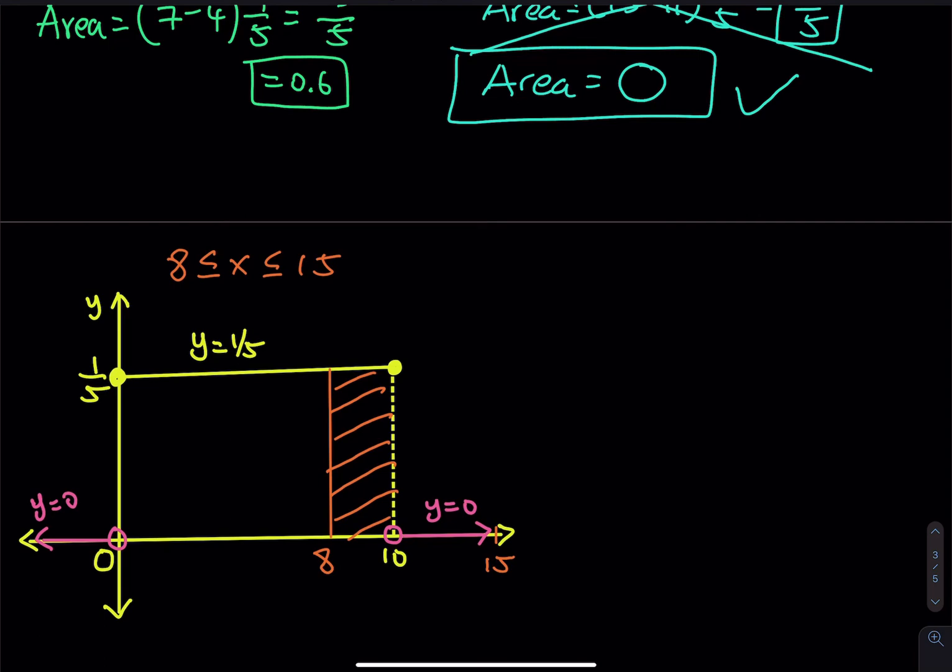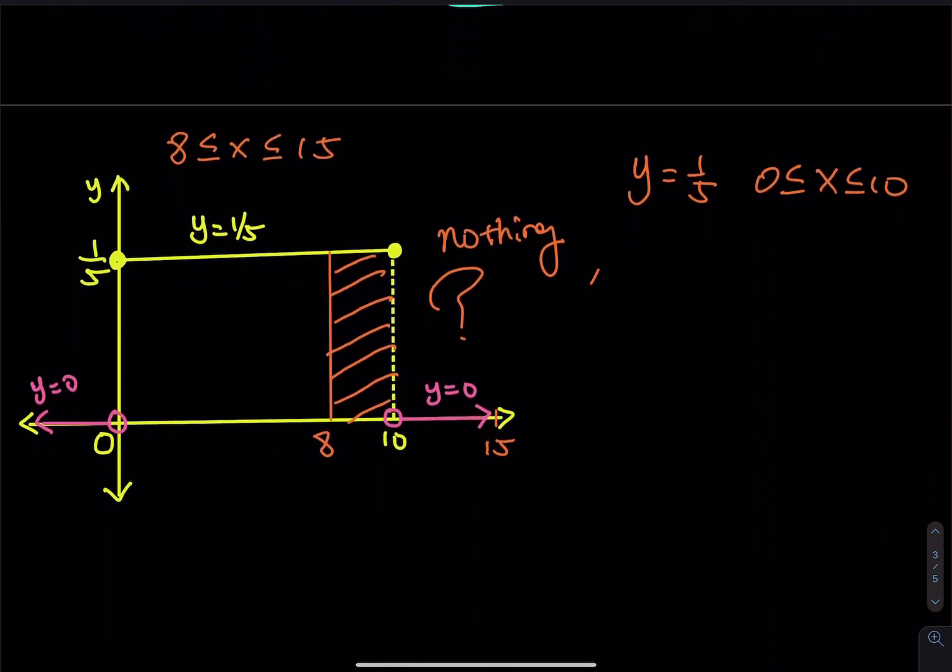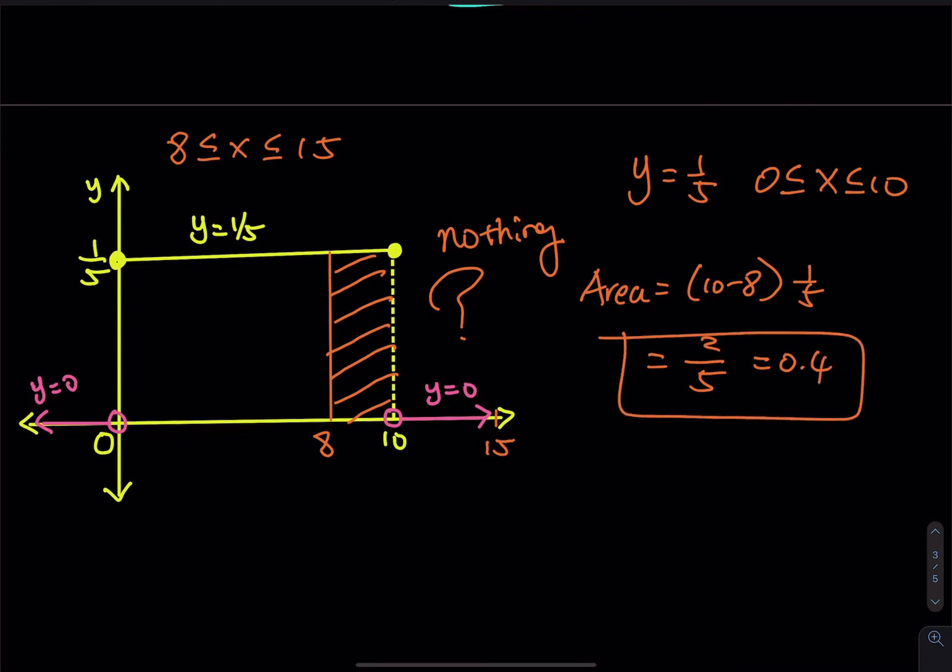What about from 10 to 15? What goes from 10 to 15? The answer is nothing. Because again, the given function is y equals 1/5, and this is in the domain 0 to 10. If x is between 0 and 10, I can find some area for you. Otherwise, 0. 0 means there is no area outside of the yellow rectangle. All right, so the area is equal to, I can take 10 minus 8 times 1/5, so that is equal to 2/5, which is equal to 0.4. That's it. So that is the area.